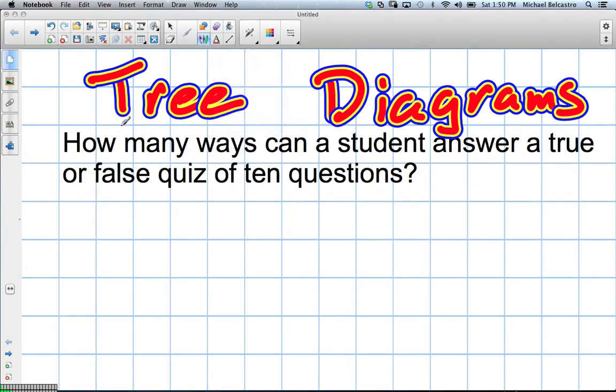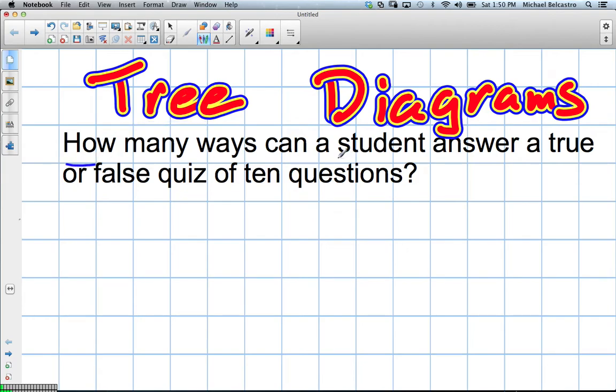We're going to use a tree diagram to solve some counting questions. And tree diagrams are a great way to work with probability or counting questions. The only thing is sometimes they become very, very complex. But in this case, it'll help us for this question.